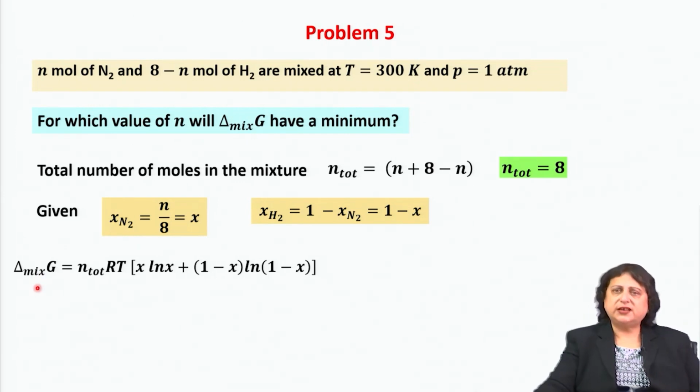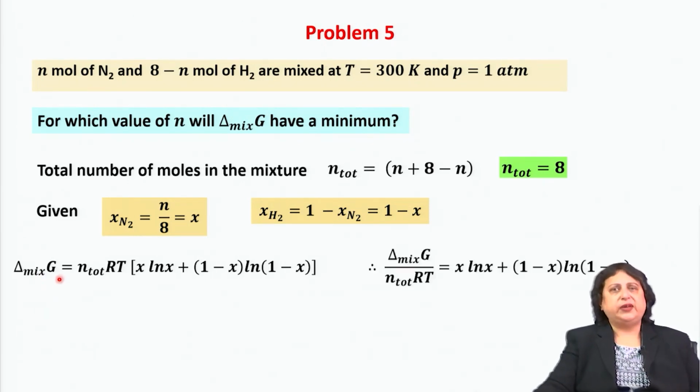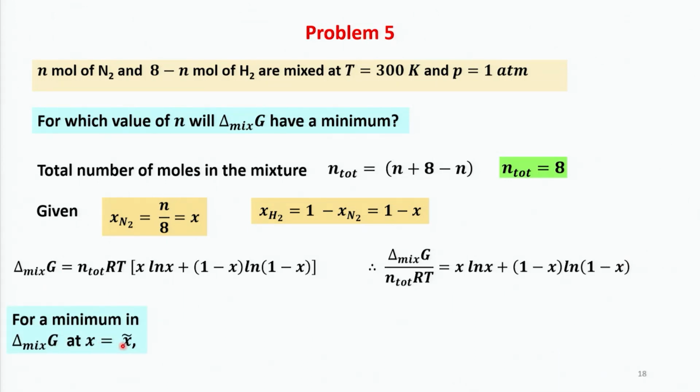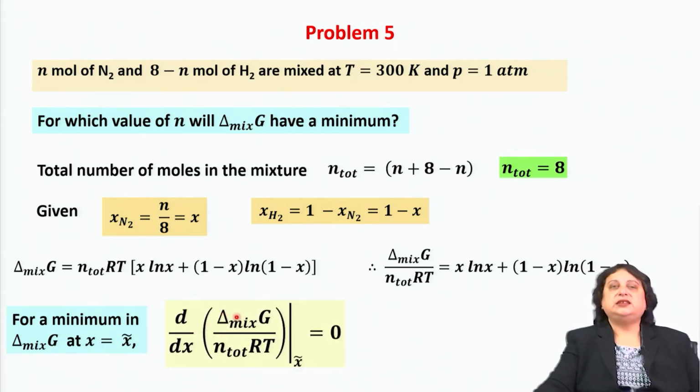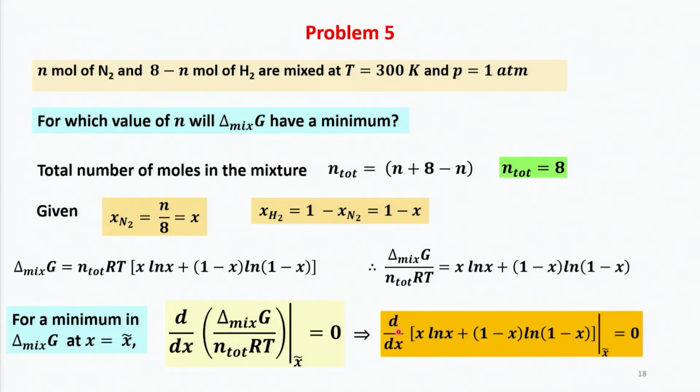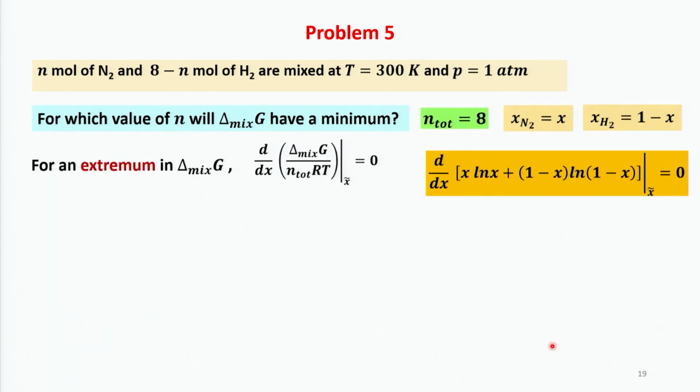In order to find that, obviously then you will have to evaluate the quantity delta G mix at some value of x equal to x tilde, such that this derivative is equal to 0. Okay? This means that to find the minimum, the mathematical exercise that I need to do is, I need to find out the derivative of this quantity shown in the bracket, evaluate it at x tilde and use this to find out x tilde. Okay? So, let us do this exercise.